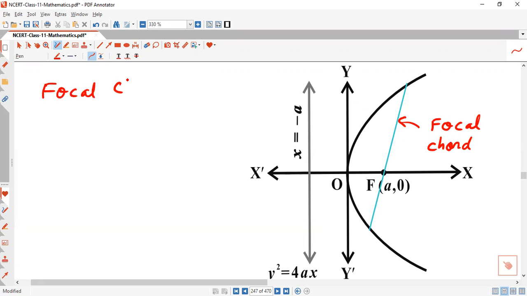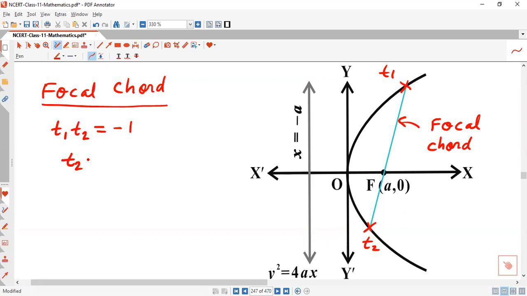The equation you know very well, the same equation we have. But in this focal chord, one thing is very important. There is a very important relationship between these two endpoints t1 and t2: t1 t2 equals -1. It means t2 equals minus 1 upon t1.